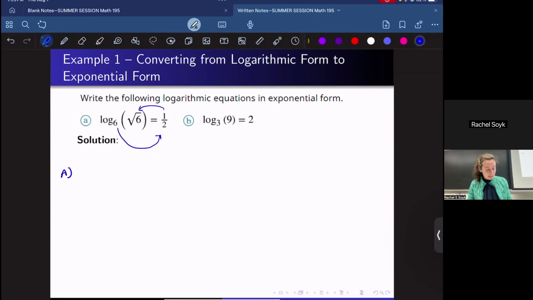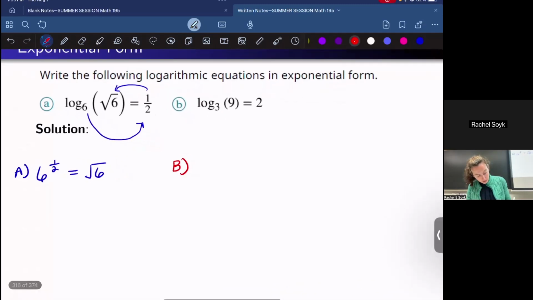So back to this question, we have in exponential form, 6 raised to the 1/2 is equal to the square root of 6. And that checks out, right? Okay. Let's look at part B. 3 raised to the 2nd power is equal to 9.